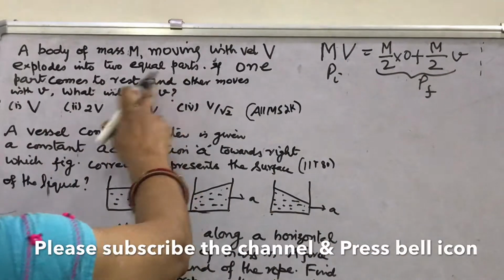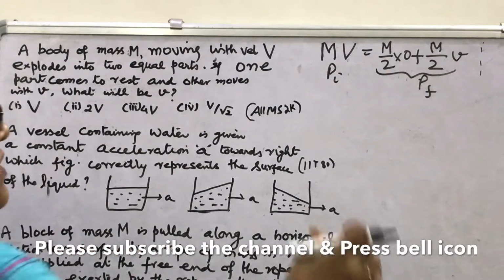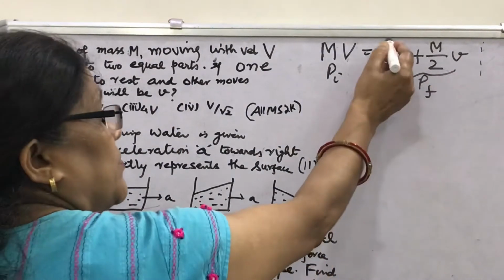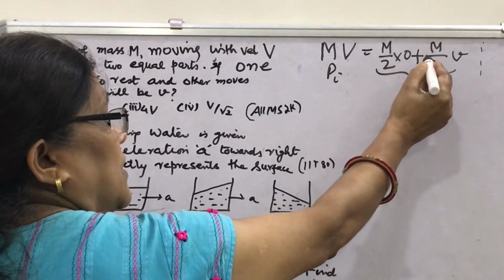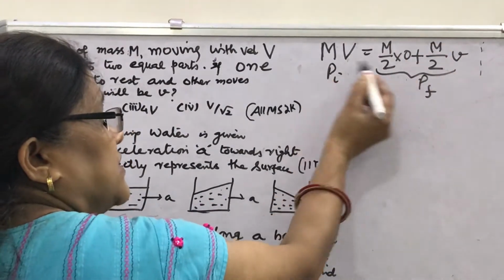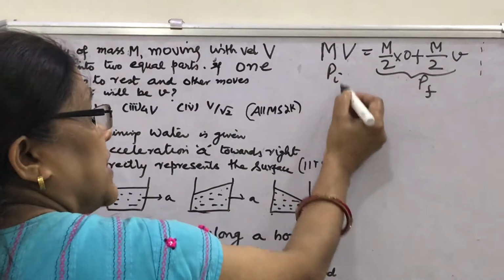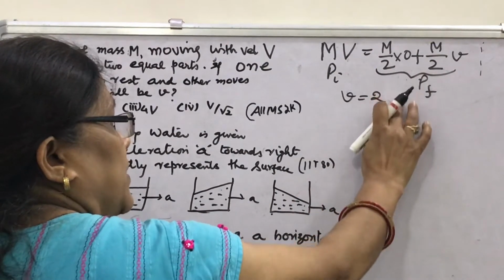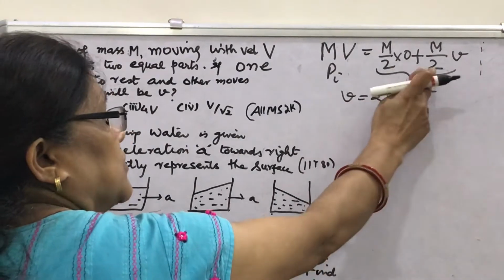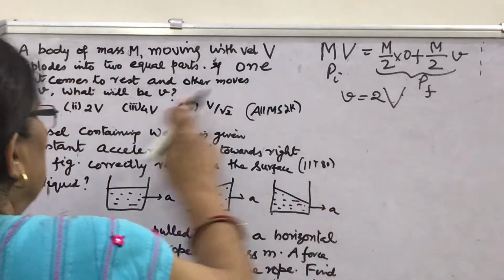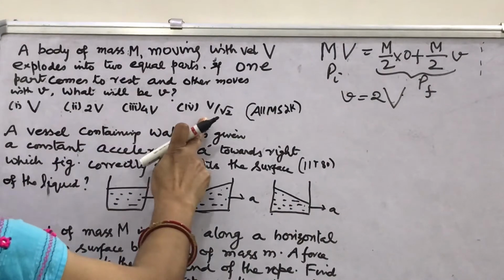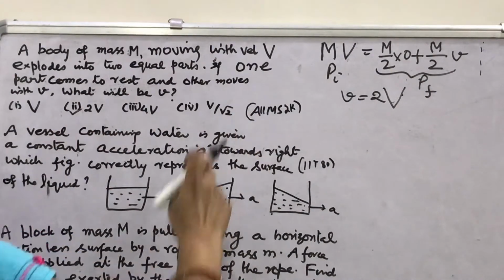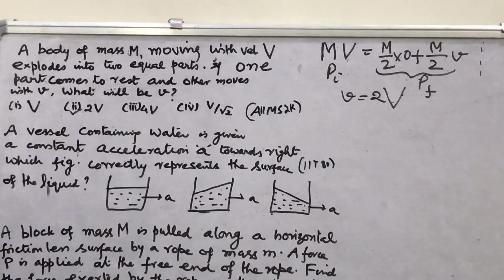Since in the explosion there is no external force, initial momentum will be equal to final momentum. Then what will this be? This will be 0. This m and m will be cancelled. You will bring 2 to this side. What will you get? V equal to 2v. This is capital V, so 2 into capital V. So which option will be correct here? Look here, this will be the correct option. This question was asked in the AIIMS exam.